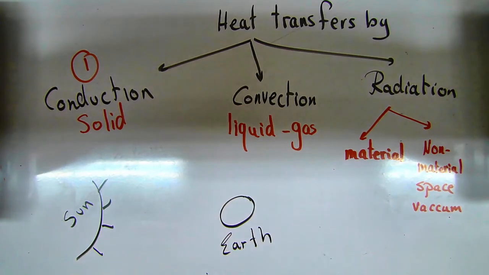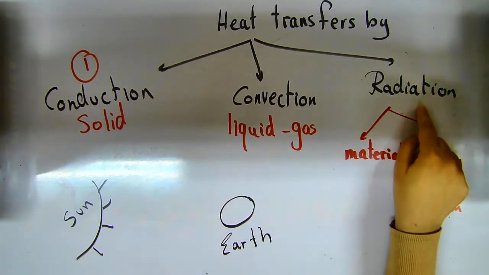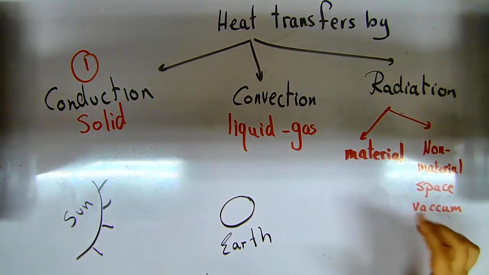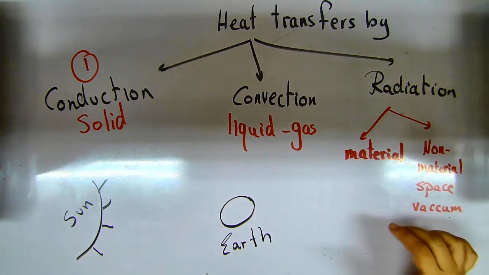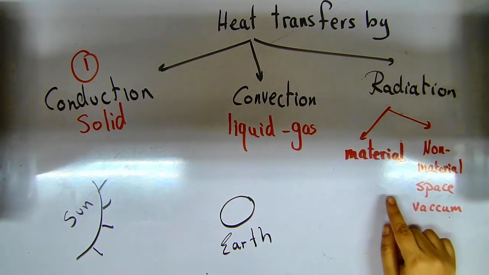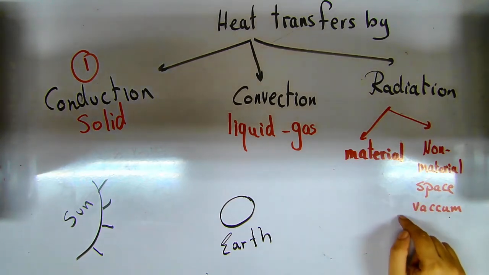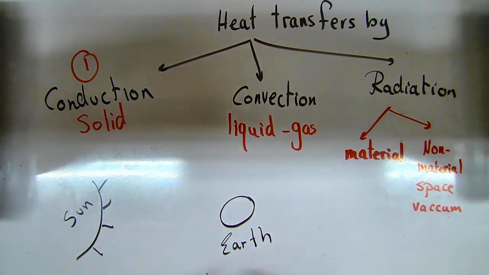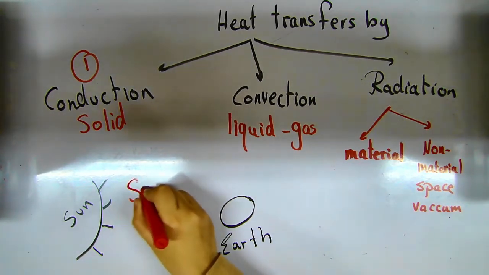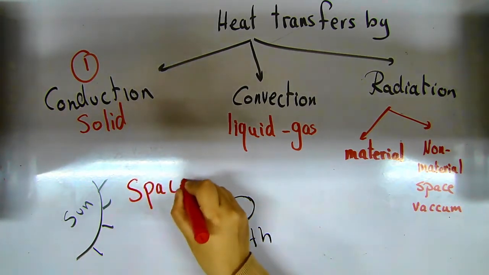So the way heat transfers from the sun to the earth is by radiation, because radiation can occur in a material medium or non-material medium. It occurs without any need for a material medium. It can occur in space or vacuum. The heat of the sun is transferred to the earth without any need for a material medium, and this way is known as radiation, because between the sun and the earth there is only space or vacuum.